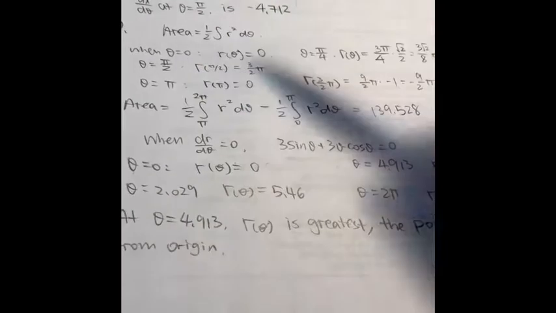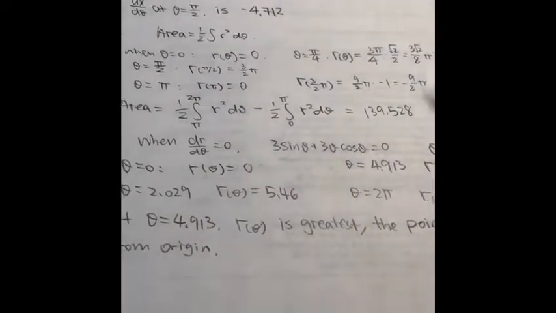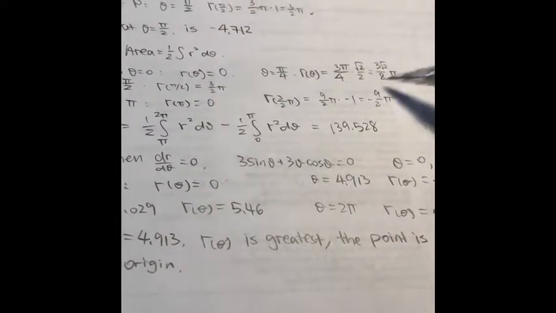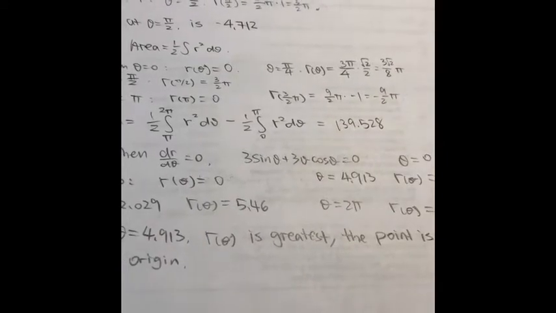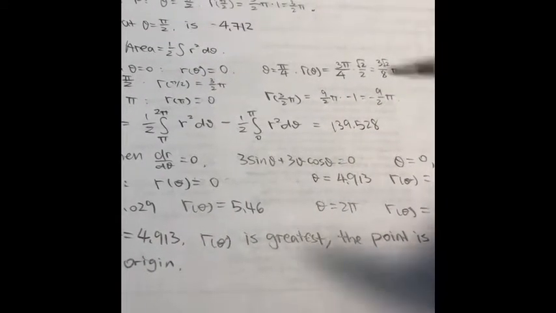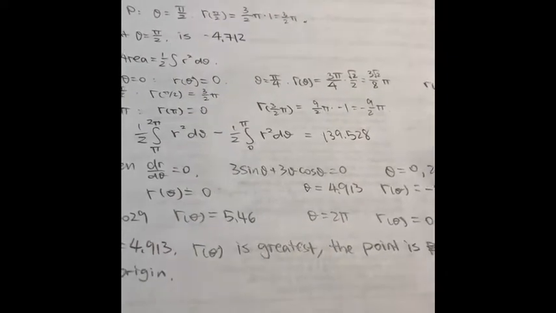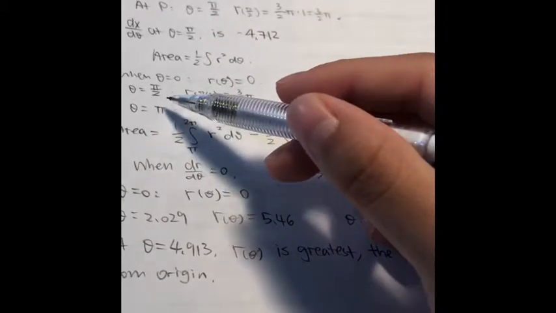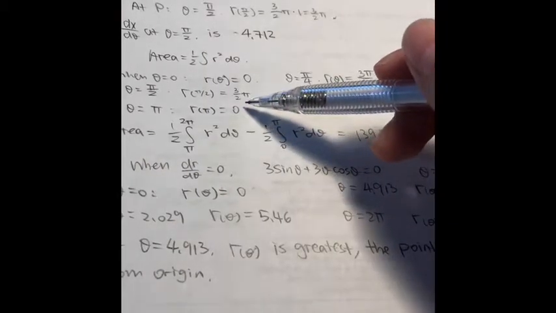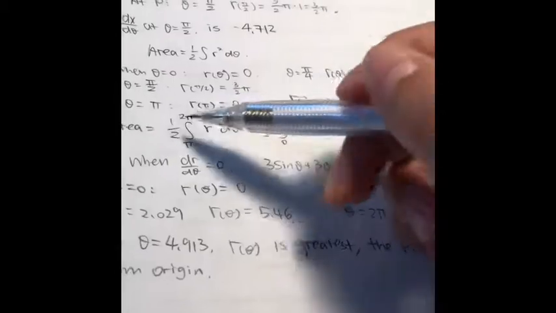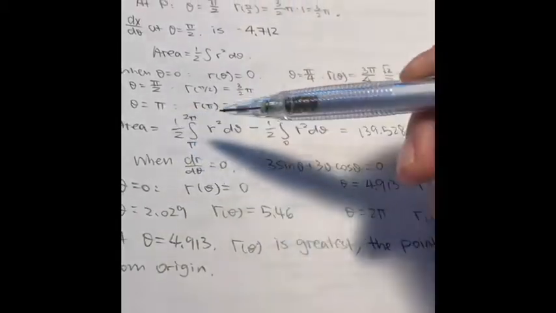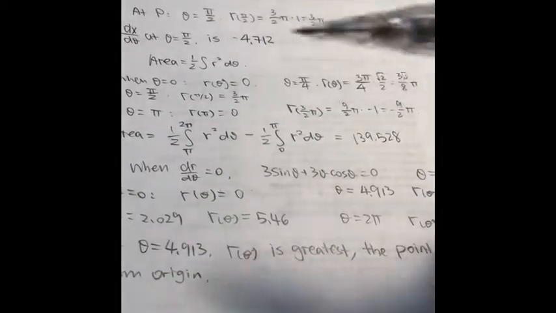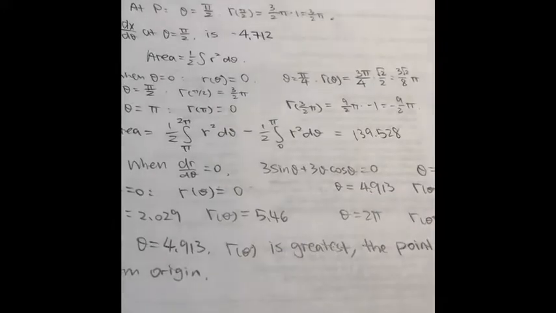At theta equals 0, r is equal to 0. And when theta is equal to pi over 4, r is this value. So we know it is going through one loop, but we don't know which loop it is. So we keep finding, and when theta is pi over 2, it is 3 pi over 2. And when theta equals pi, r is 0. So we know it has completed one loop and is then going to the other loop.